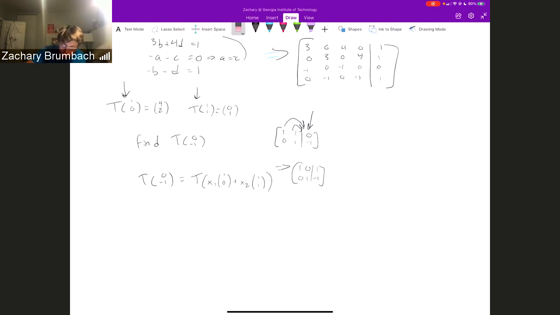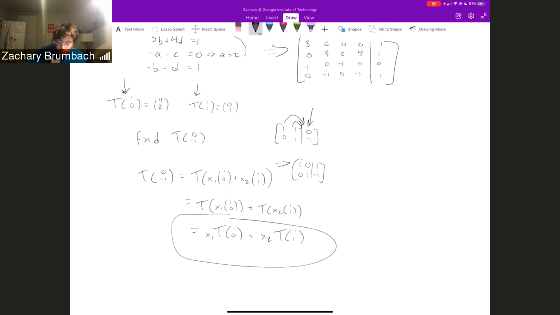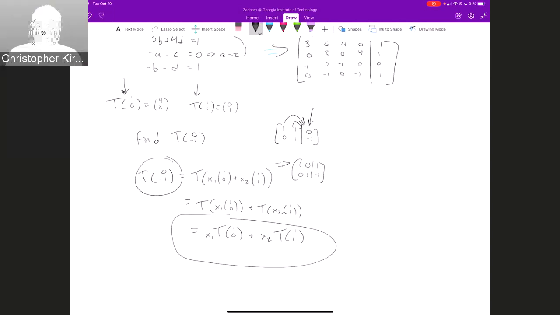Based on linearity, it is closed under both scalar multiplication and addition. So let's split it by addition first. Plus T of x2 times (1, 1). And then if it's closed under multiplication, we can take that number out. So x1 times T of (1, 0) plus x2 times T of (1, 1). Now this we know, and we can find it really easily, instead of plug and chug trying to find an A. You can do it either way, but this way might save you a lot of time.